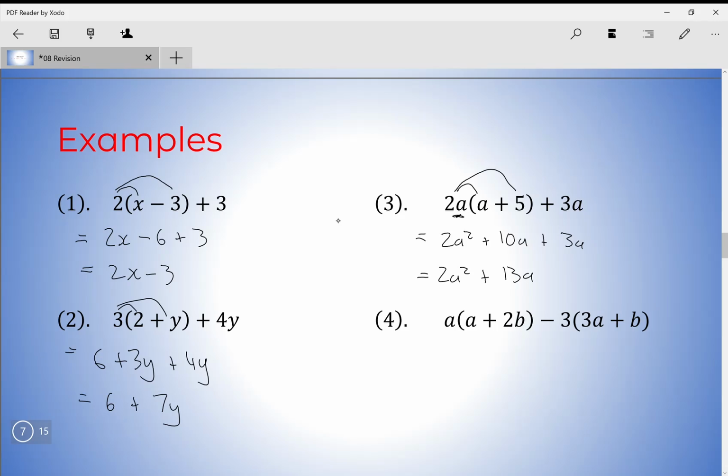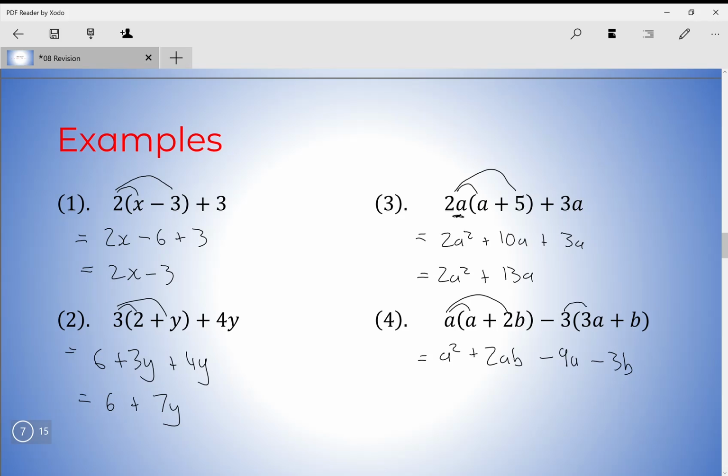Now we have 2 sets of brackets here to expand, and we also have this negative to deal with on our second set of brackets. Let's deal with the first set of brackets first. a times a is a squared. a times 2b is 2ab. Now, when we're multiplying this 3 inside our brackets, the minus actually has to come with it. So minus 3 times 3a, we just multiply the coefficients. The a stays the same. 3 times 3 is 9. And then minus 3 times b is minus 3b.